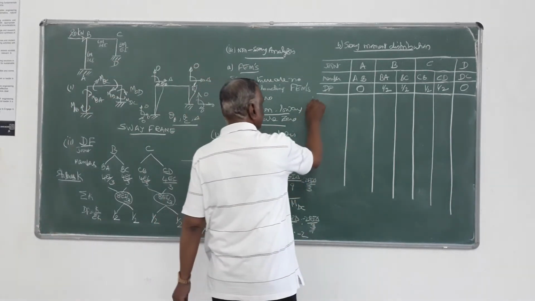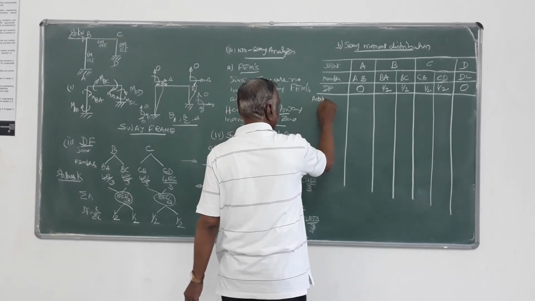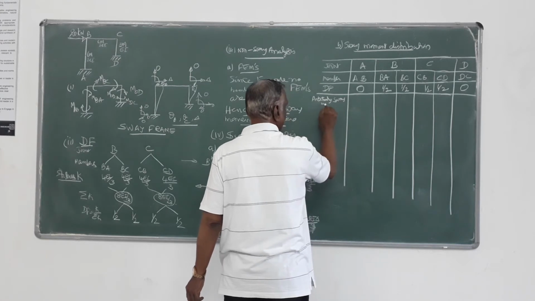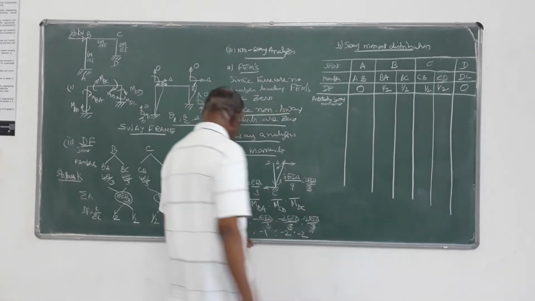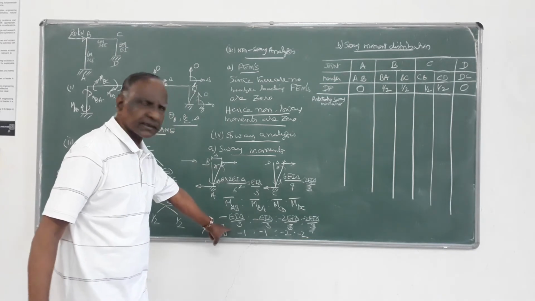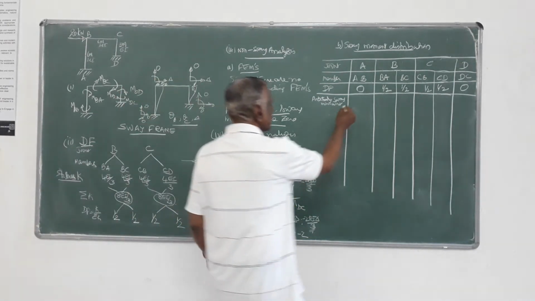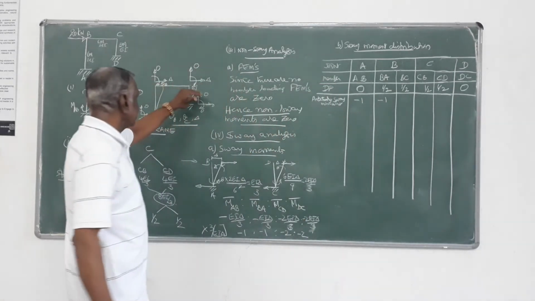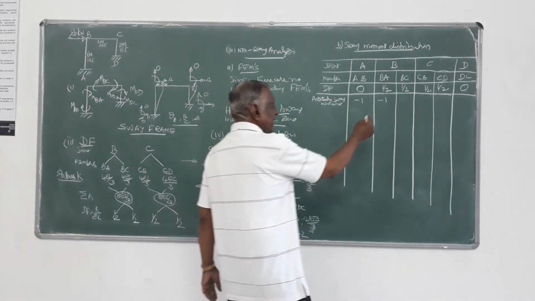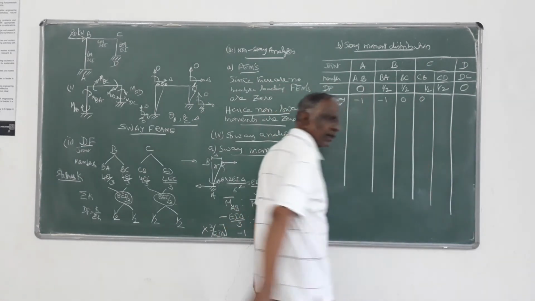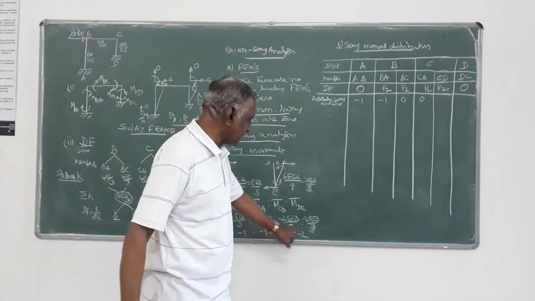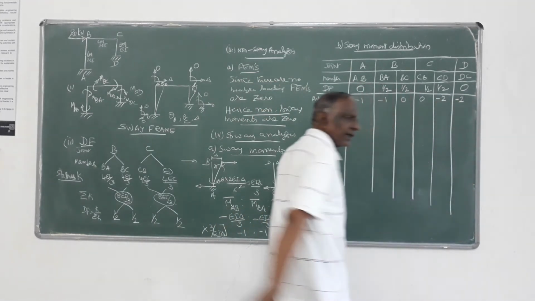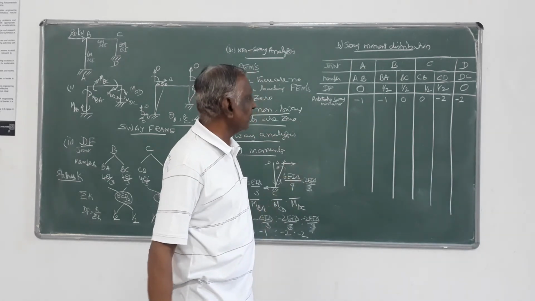Then write the arbitrary sway moments, whatever you have determined here. In AB it is minus 1, BA it is minus 1, and BC, CB are not undergoing any sway. We have not determined any sway moment, so that is 0, 0. Then CD is minus 2, DC minus 2. These are the arbitrary sway moments.